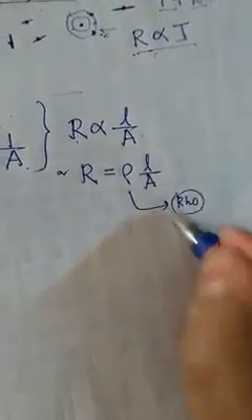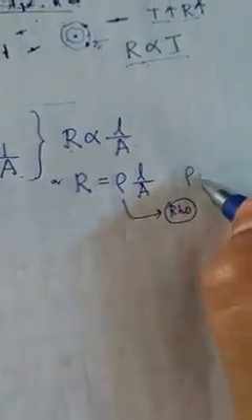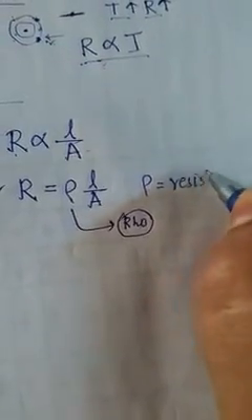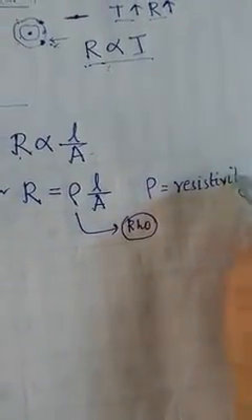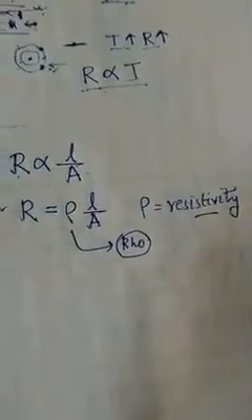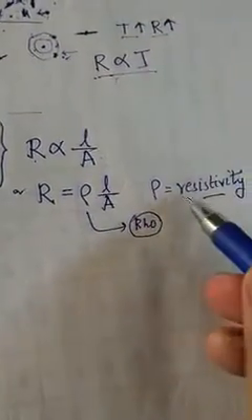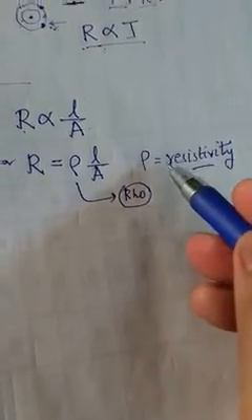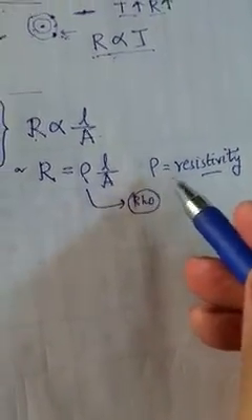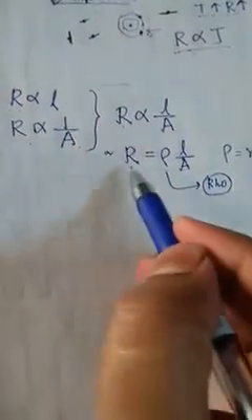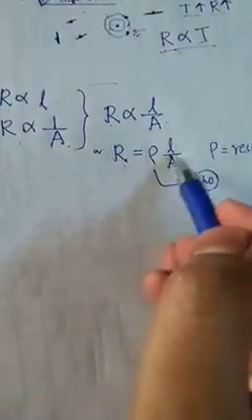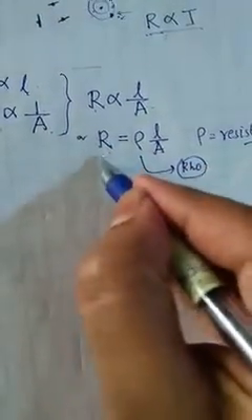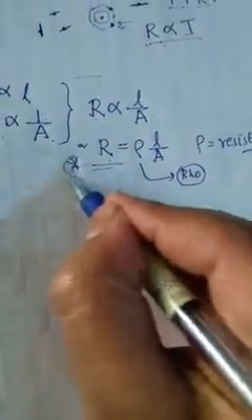Rho is basically the resistivity, and this is nothing but a constant. The definition of resistivity I have told you in class 9. You just open that copy and try to remember. So basically this is the formula, R equals rho into L by A. You have to remember this formula because it is very important.